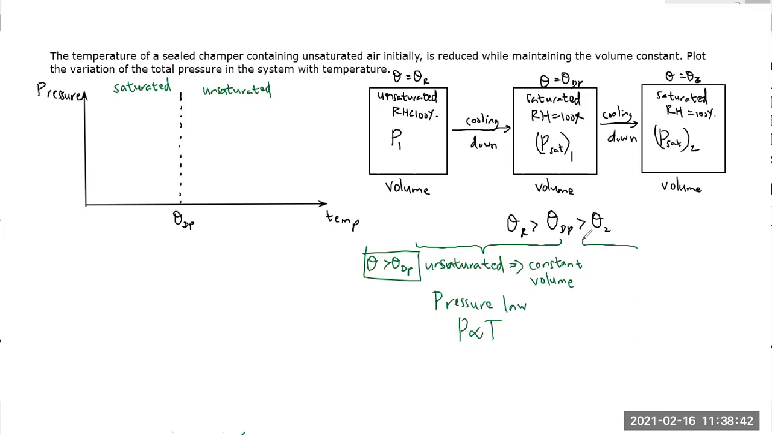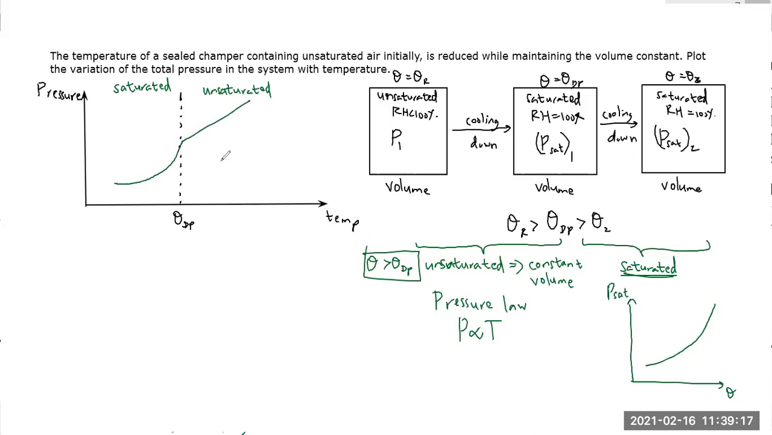And here what's going to happen? Here it is saturated now. You cannot use gas laws, but you have to consider this graph. What is this graph? The graph for saturated vapor pressure with temperature. How does that graph look like? A curve like this. Hope you can remember this. Then for the saturated part, the graph will be a curve, and then it will be a straight line like this.